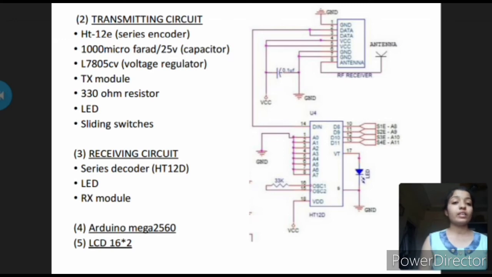Third one is the receiving circuit. The receiving circuit has a serial decoder which converts the serial data into parallel data. It also contains the LEDs and the main component, the receiver module. Fourth one is the Arduino. We have used the Arduino Mega 2560 as the controller because it has many pins for connections. Fifth one is the LCD 16x2. The LCD 16x2 shows the ongoing process of the circuit on the display.